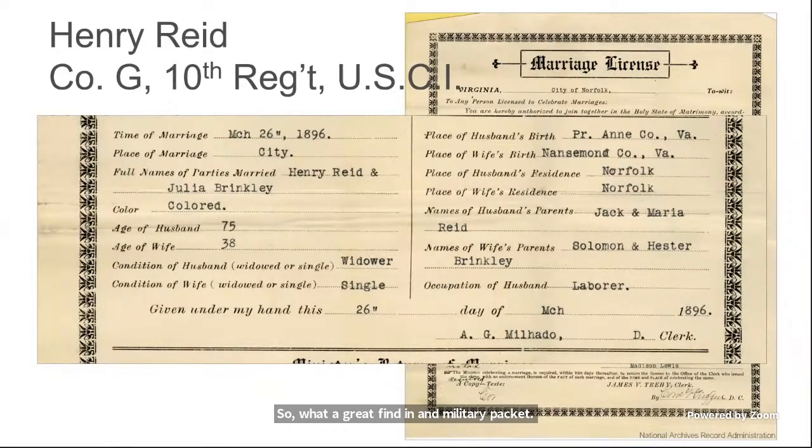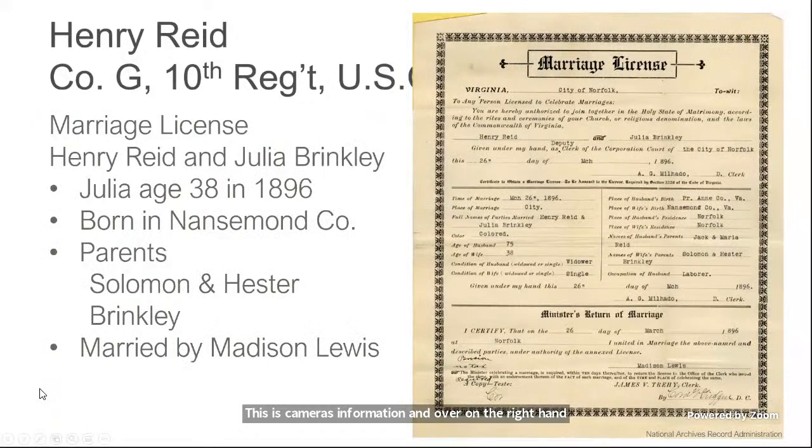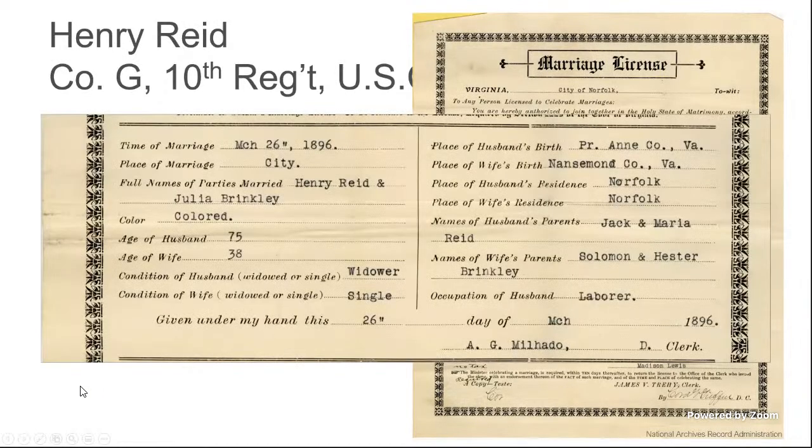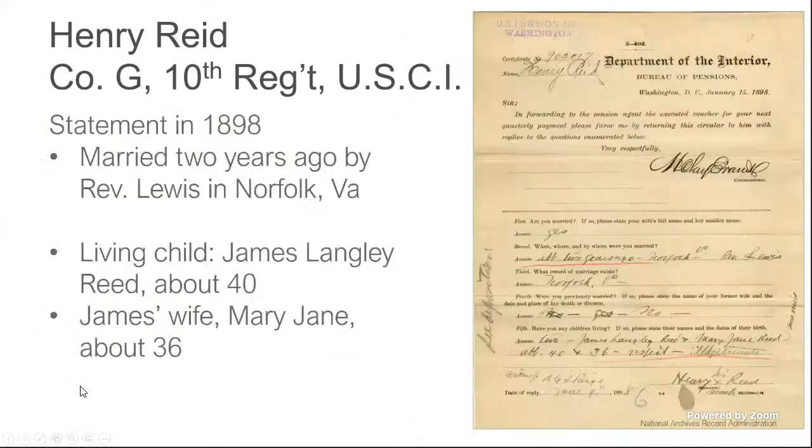I'll let you just look at that for a minute. This is Henry's information, and over on the right-hand side is his wife's. So this is the information that we found out about Julia, that her name is Julia Brinkley. She's 38. She's born in Enlistment, Virginia, and it gives her parents too and who they were married by. So really wonderful. There's that information again.